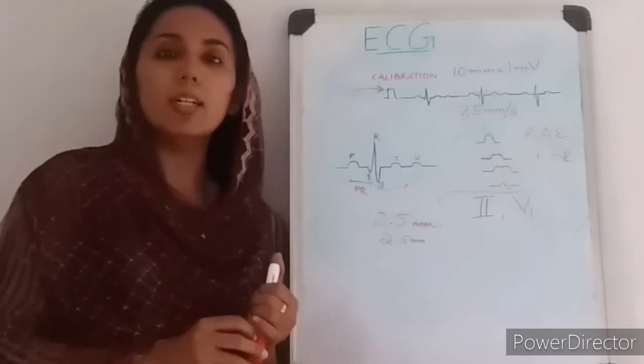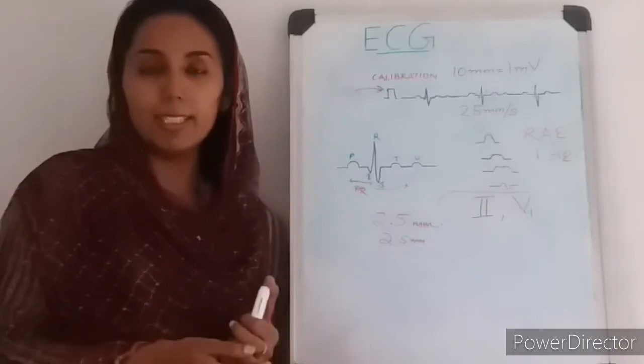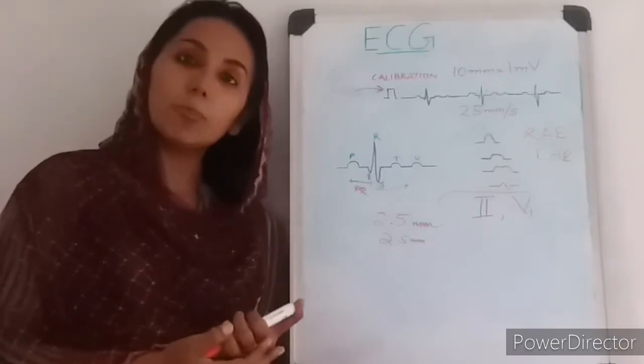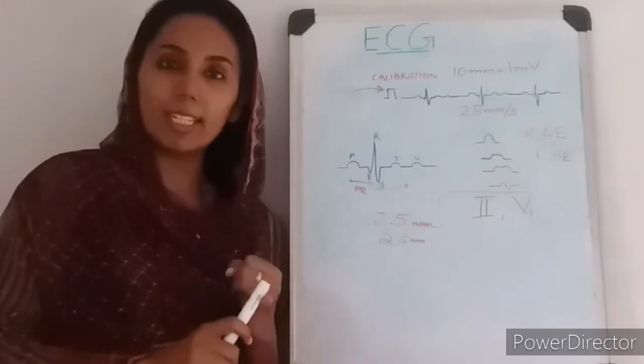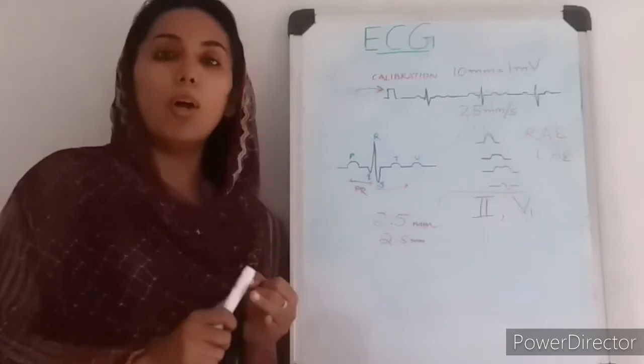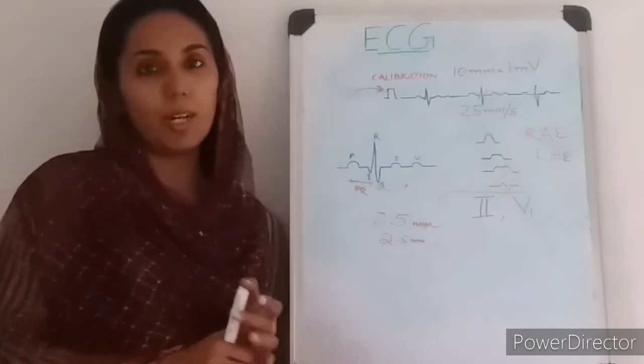Suppose you get a negative P wave in leads other than aVR, what should we suspect? We should suspect either incorrectly placed chest leads or dextrocardia.